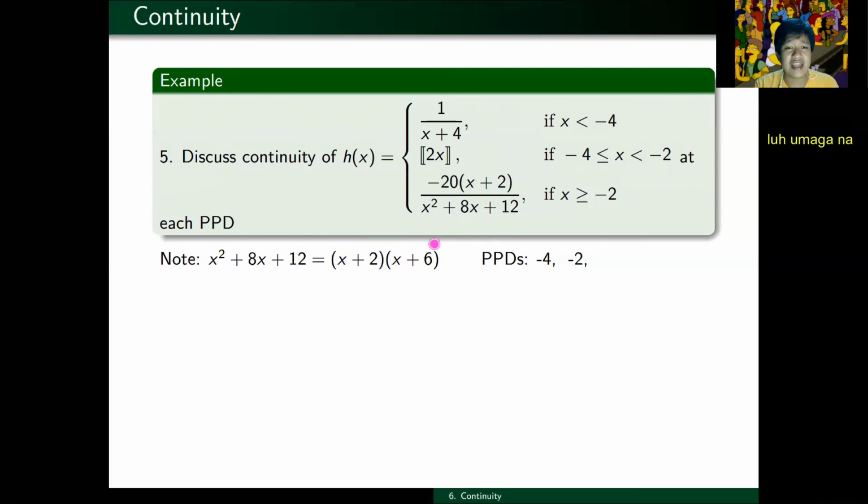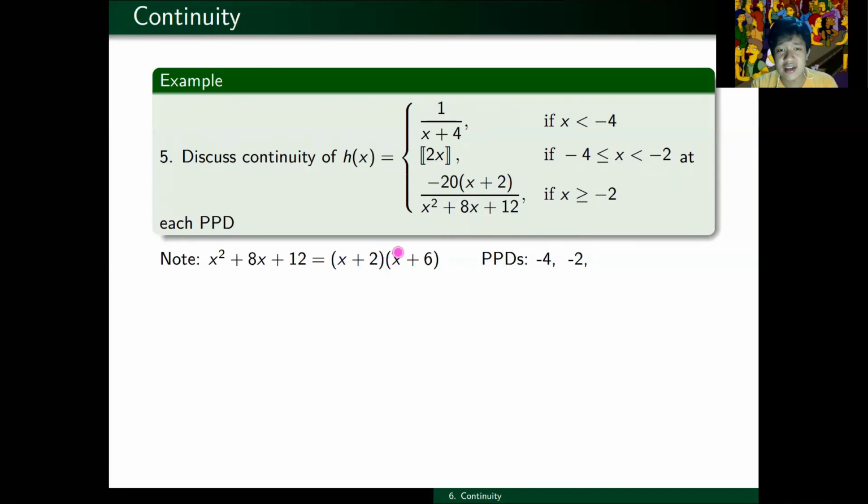So, ano ibig sabihin yan? Meron pong dalawang number na nagpapa-zero sa denominator na to, negative 2 at negative 6. Yung negative 2, ayan na. Nabanggit na natin. No? Yung negative 6, do we include negative 6 in your PPD?